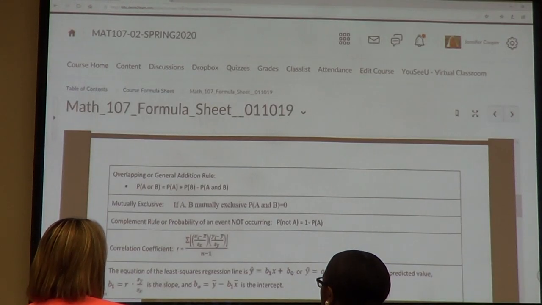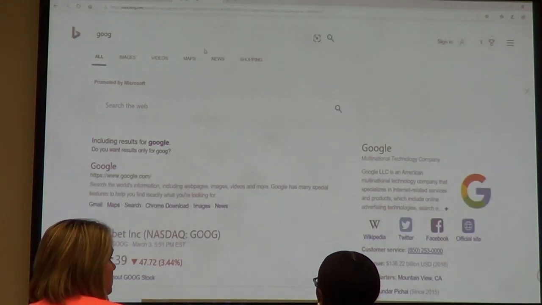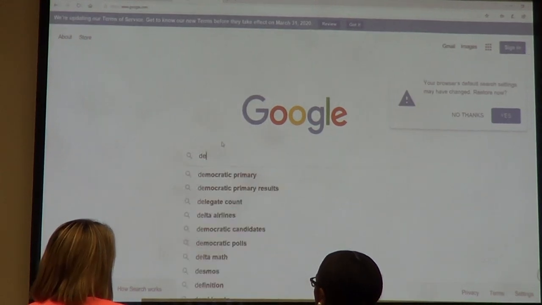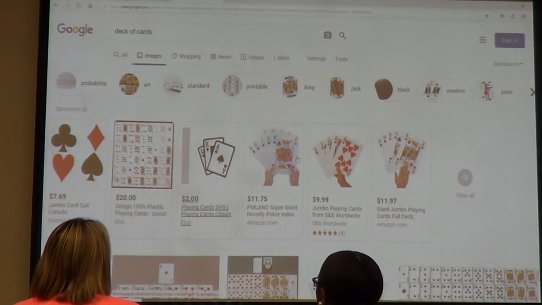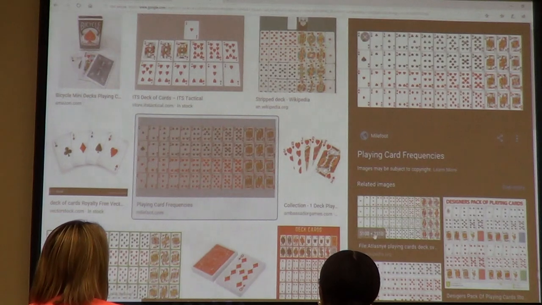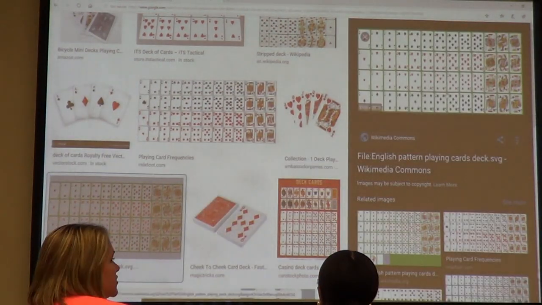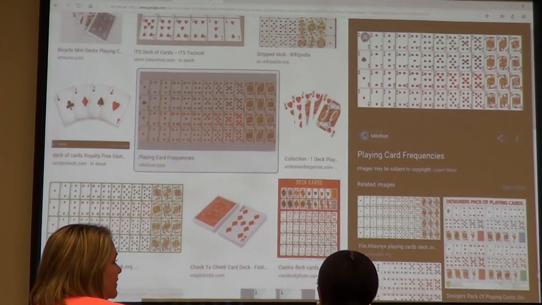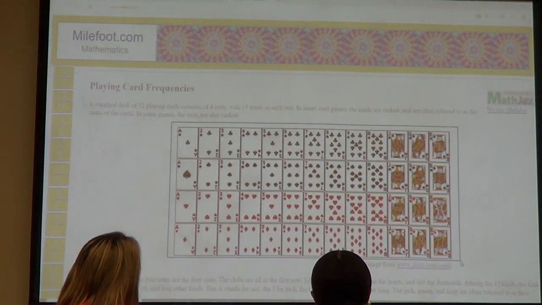20-something. Let's look it up. Can you do this on the test? And remember, on the test, I will give you a deck of cards so that you can see. For those of you who are not familiar, it's only 52 cards. There's 52 total cards in a deck.